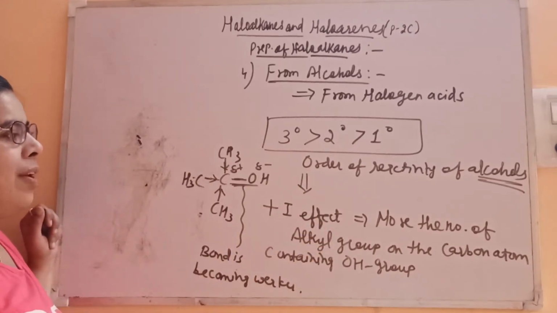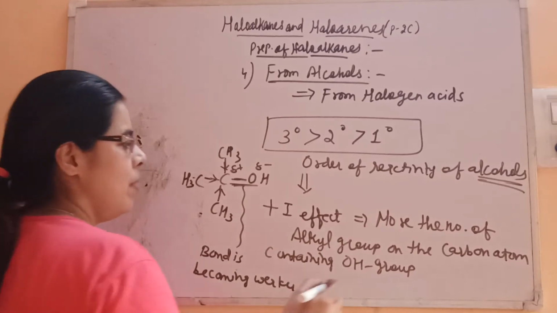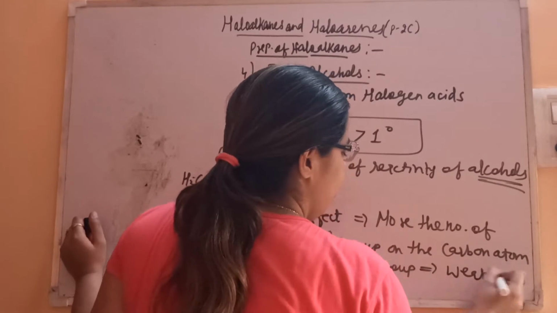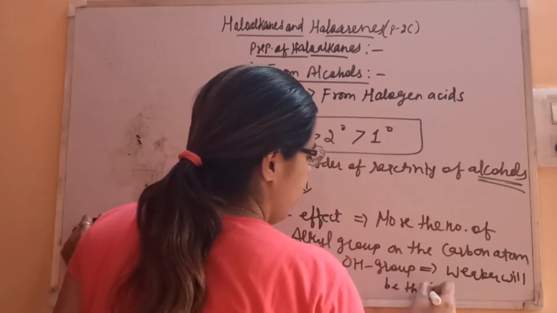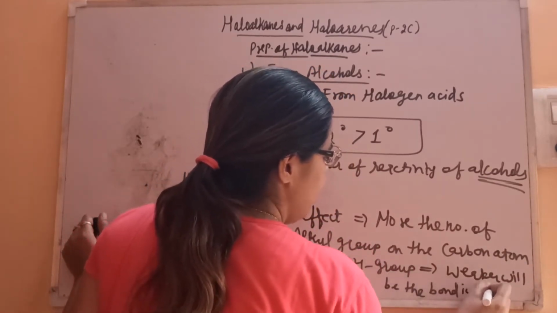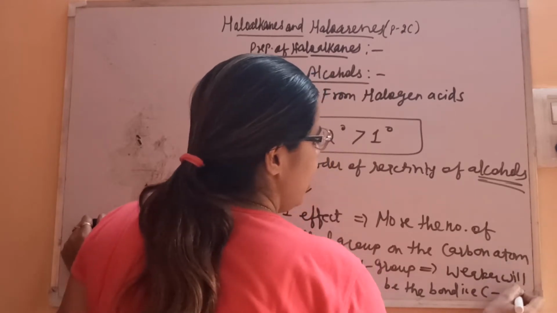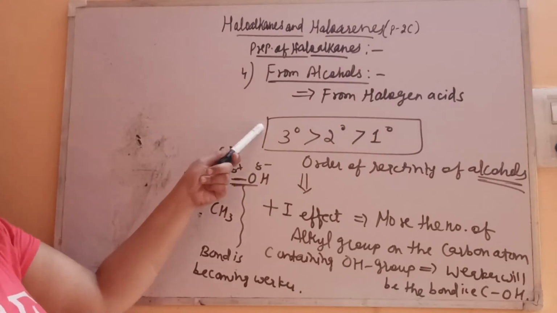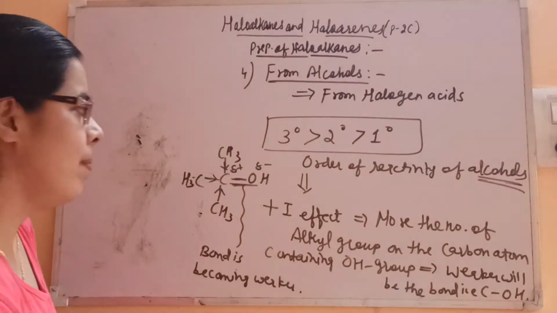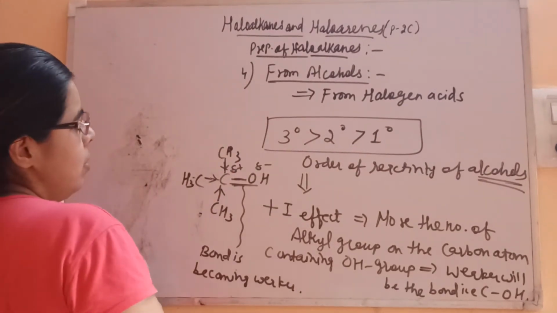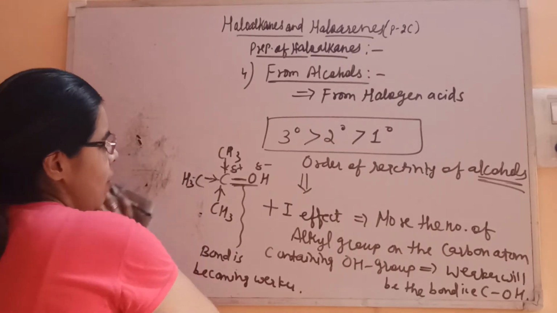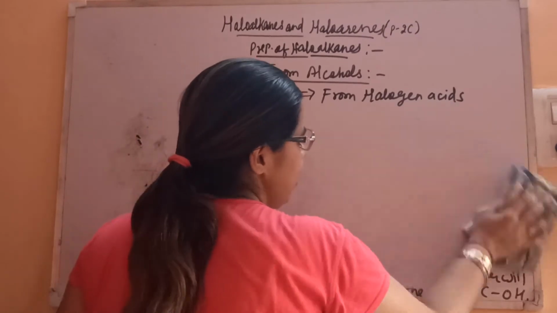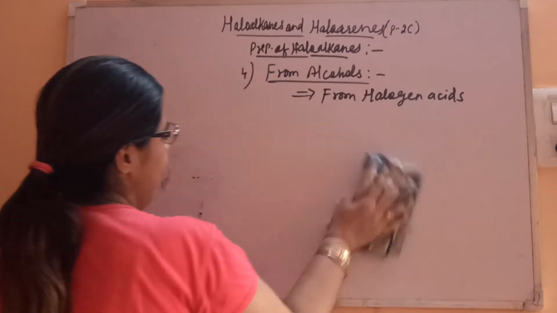The more the number of alkyl groups on the carbon atom containing the OH group, the weaker will be the C-OH bond. Now see, OH can easily leave, so that halogen gets substituted easily. So that is why this is more reactive. Okay. So this is the order of alcohols we have seen. Now we'll start the reaction. First is from halogen acid that we are saying.